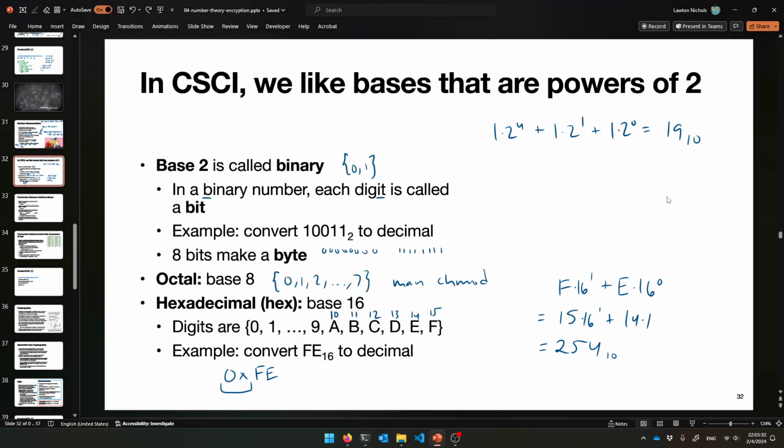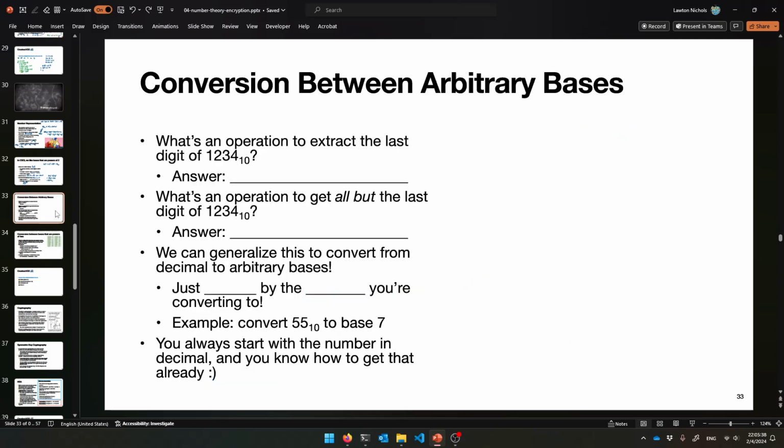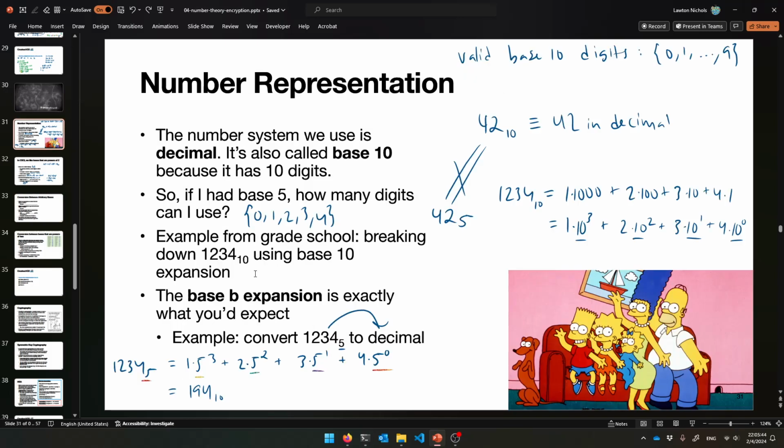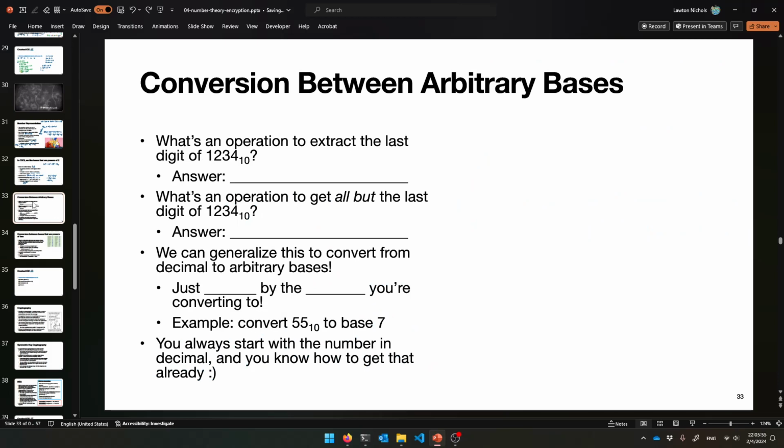Oops, sorry, knocking things over on my desk. But those are different bases that are powers of 2, and it's very easy to convert between those bases. But let me show you just the arbitrary way of going backwards. I taught you how to convert from some weird base to decimal. I need to teach you the other direction. I give you a decimal number, you go back to whatever the number is in some weird base.